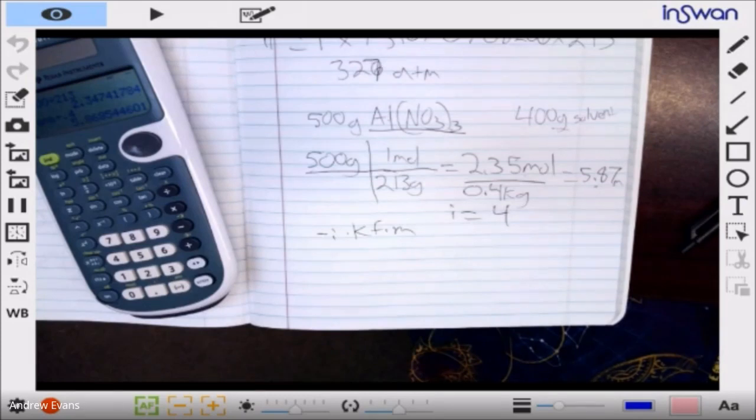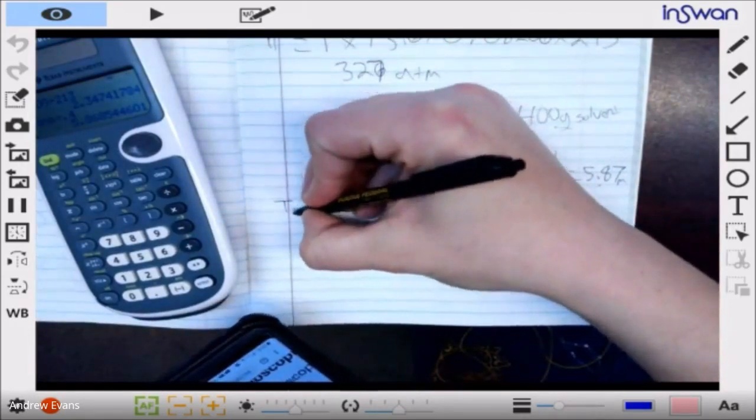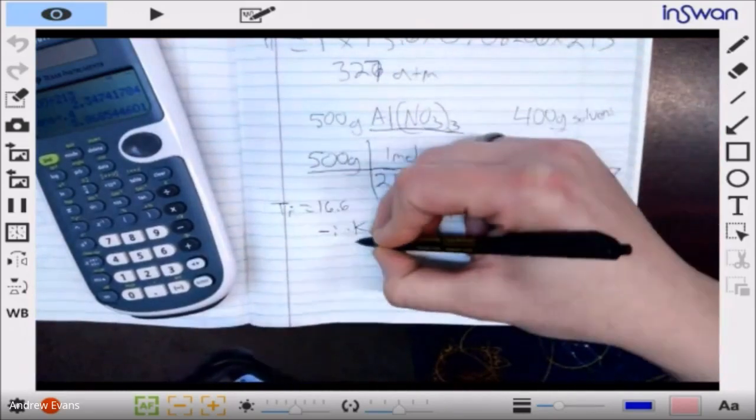Okay, let's see. Freezing point depression. Though, if you can't find it, I would suggest, honestly, Wikipedia works rather well for a lot of science stuff. Usually the numbers are reasonably good. So acetic acid has a freezing point, T initial freezing, of 16.6, and a KF of 3.9.